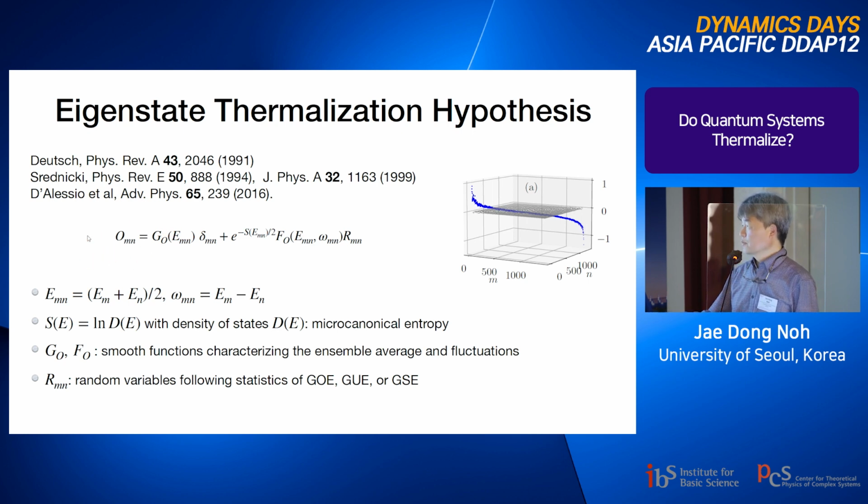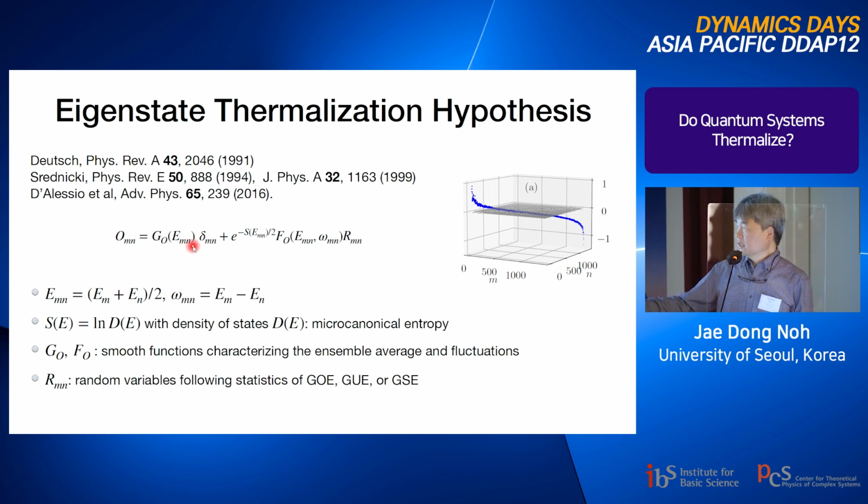Suppose I have some observable, and if you calculate the matrix element in the energy eigenstate basis here, and if this matrix element has this kind of structure, then we have a quantum thermalization. So what is special in this hypothesis? Here, this is a diagonal component, and this is the off-diagonal component. First of all, this off-diagonal component is exponentially small in system size because it includes thermodynamic entropy here. And thermodynamic entropy is an extensive quantity, so this is exponentially small.